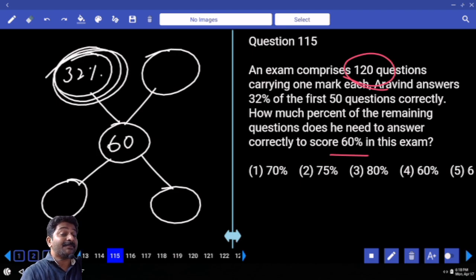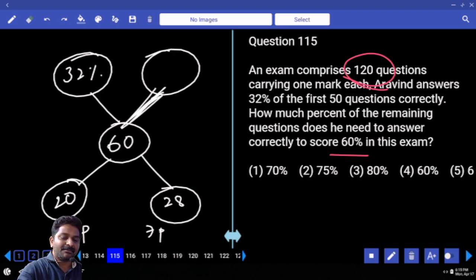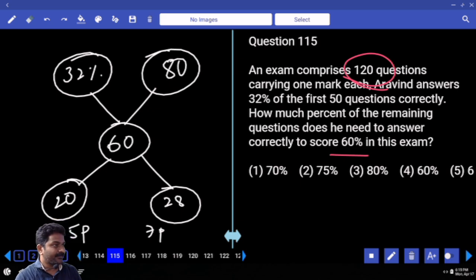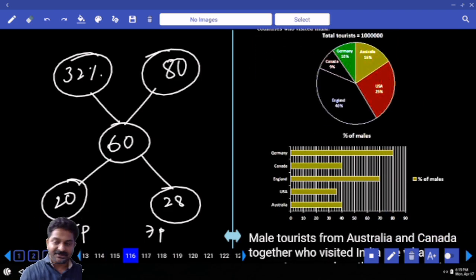70. That means they both are in what respective ratio? 5:7. 5 parts and then 7 parts only. 30 to 60 difference is 28. 7 parts is 28. 1 part is 4. 5 parts is 20. Then the difference of these two numbers is 20. 60 plus 20, 80. We can use allegation also. Followed. Yes. I'll stop here.